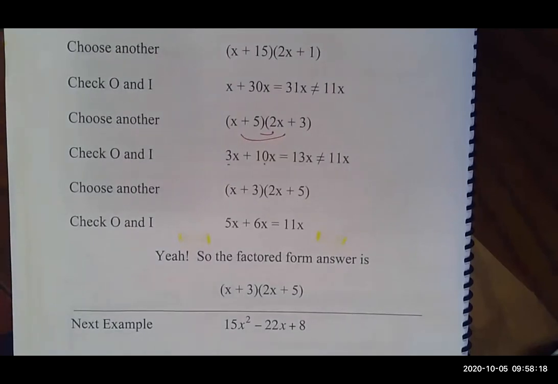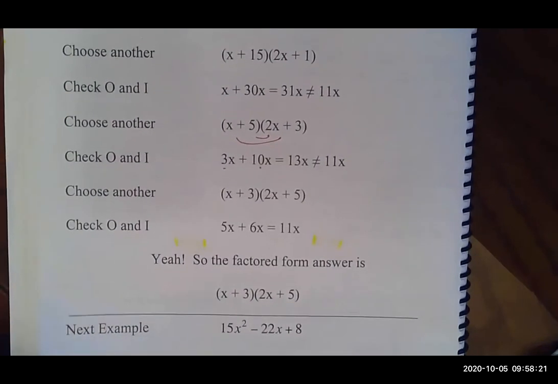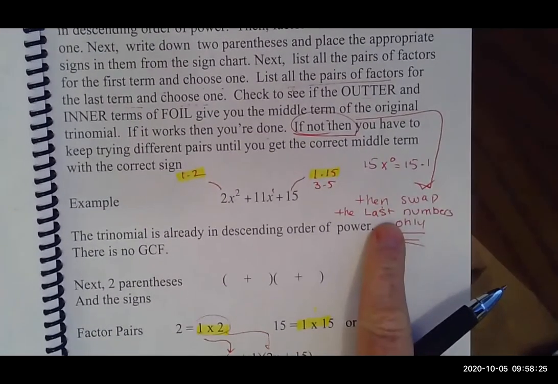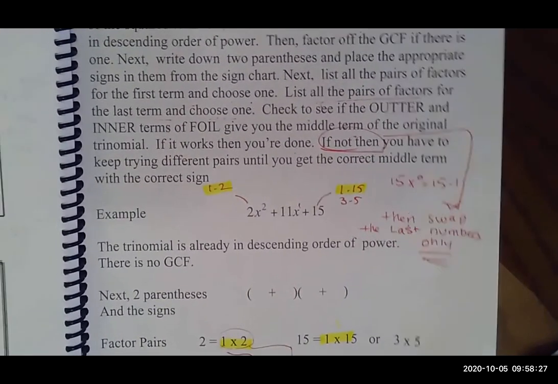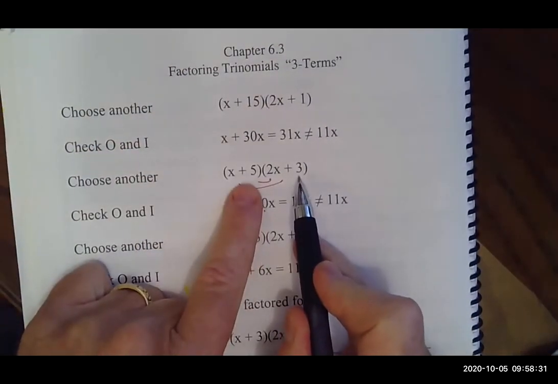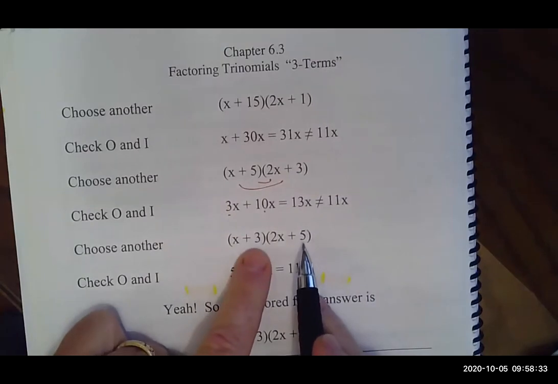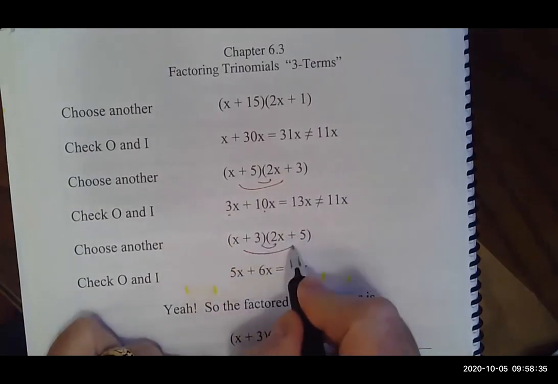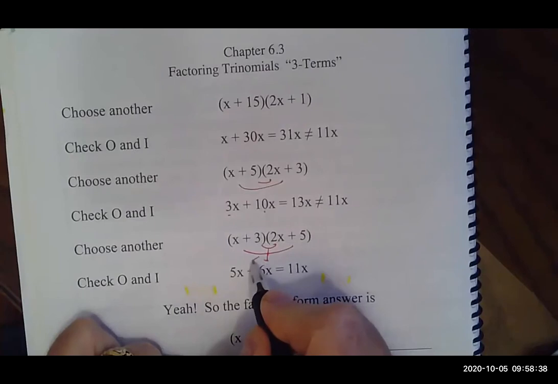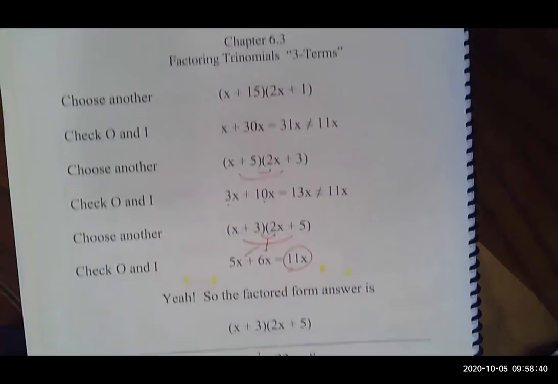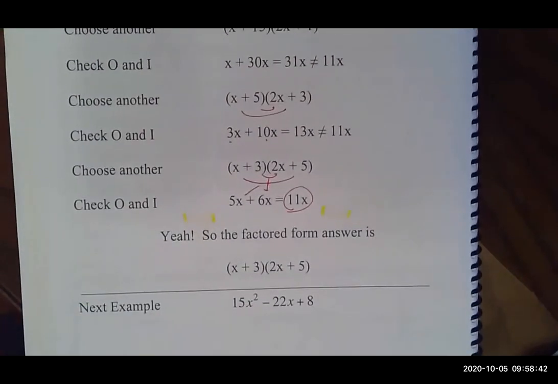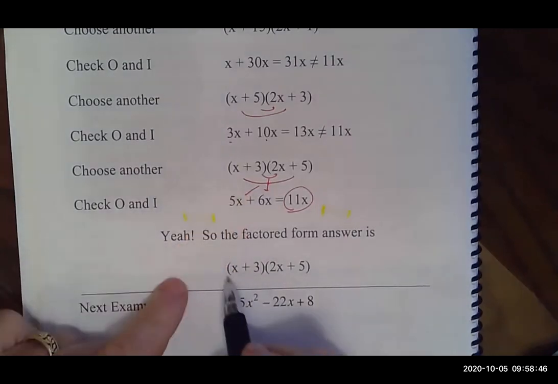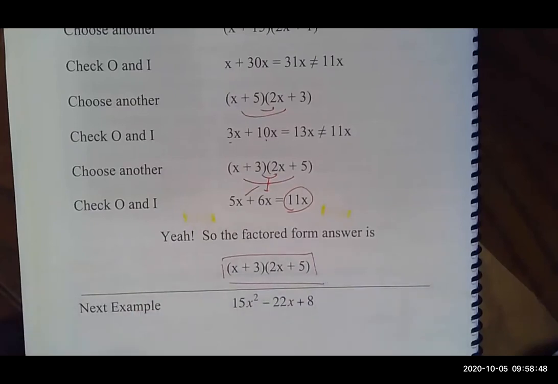All right. So then my modified red instructions back here said if it didn't work, then swap the last numbers, only because you're probably going to get a different result. So I took the 5 and the 3 and put it as 3 and the 5 and did the inner and the outer. Inner is there, outer is there. Ding, ding, ding. That's the answer. That's the good thing. That's telling me that this is your factored form.